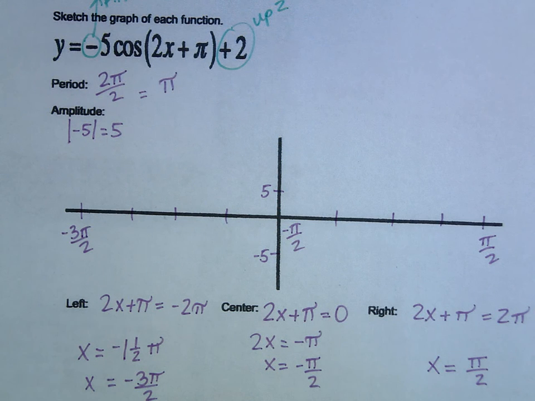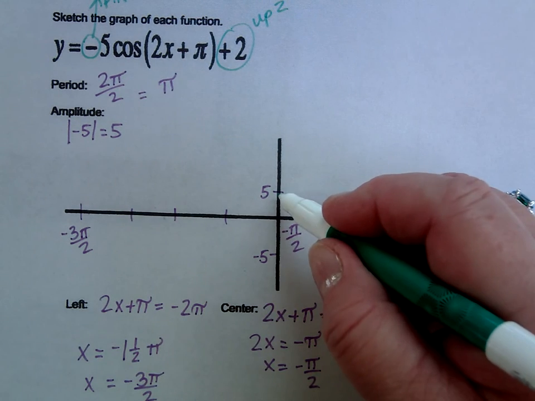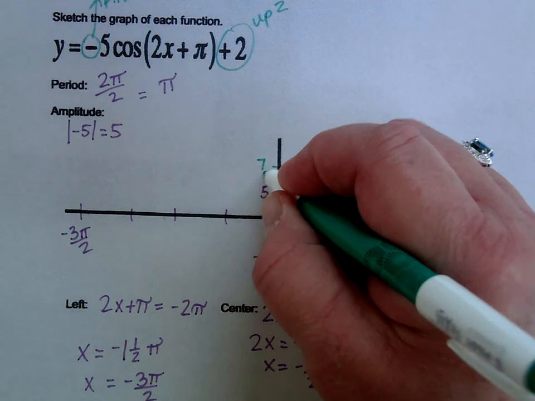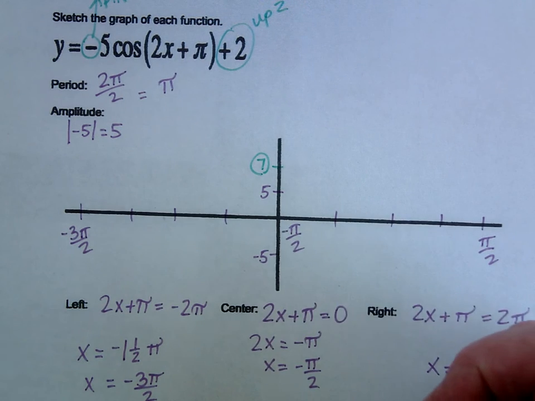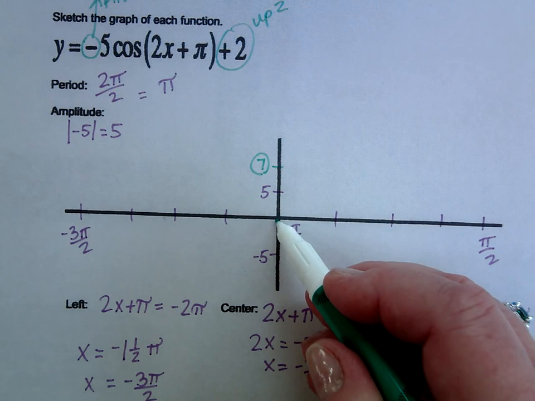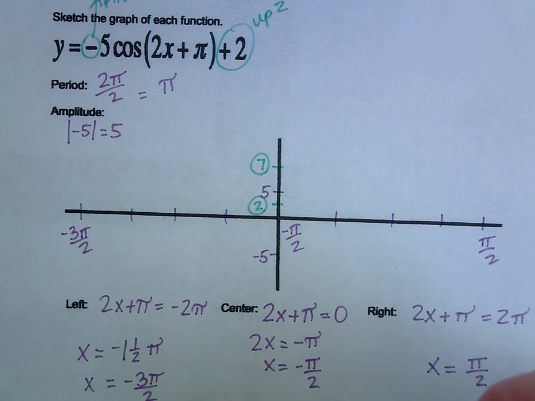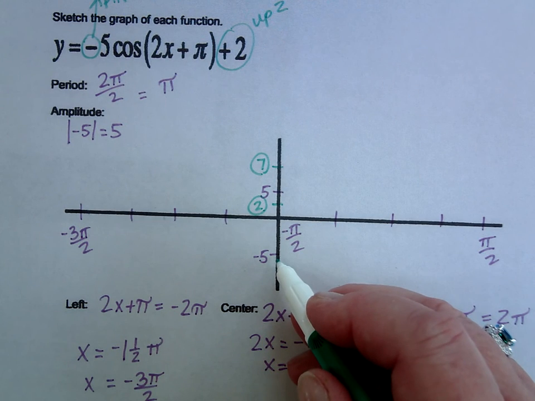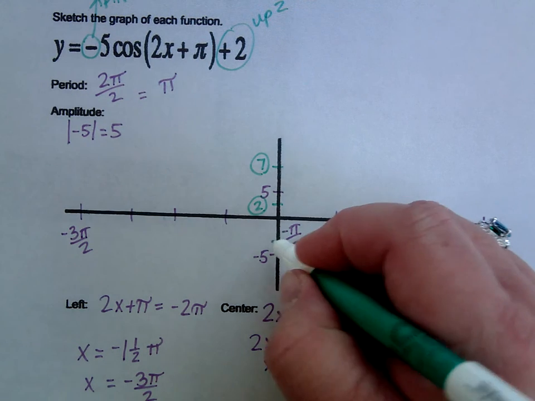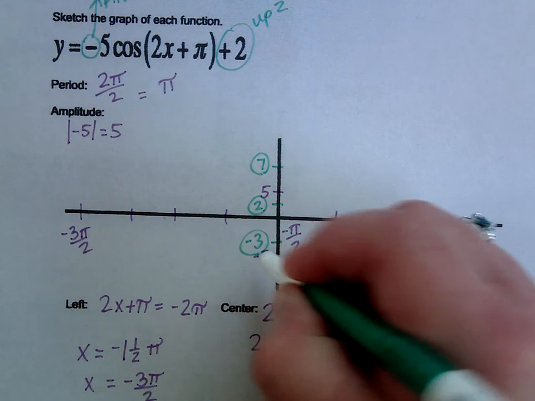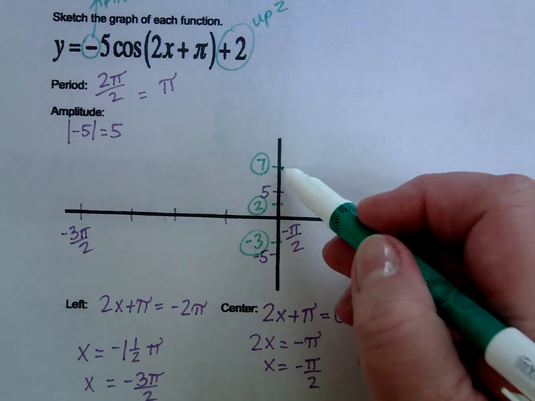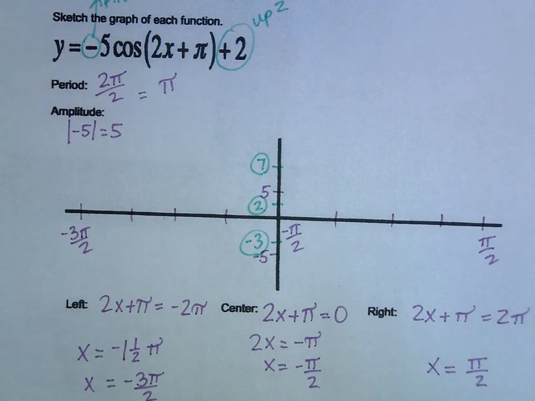My high point would have been at 5. 5 plus 2 is 7. High point's at 7. My middle would have been at 0, but it's up 2. Now it's at 2. And my lowest would have been at negative 5. Negative 5 plus 2 is negative 3. They are where I'm going to be dotting these. Top, middle, bottom.